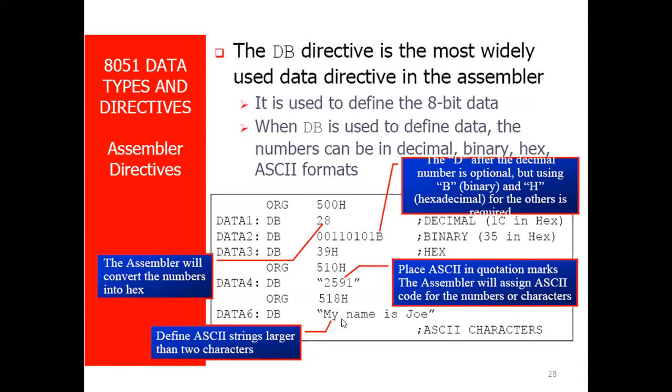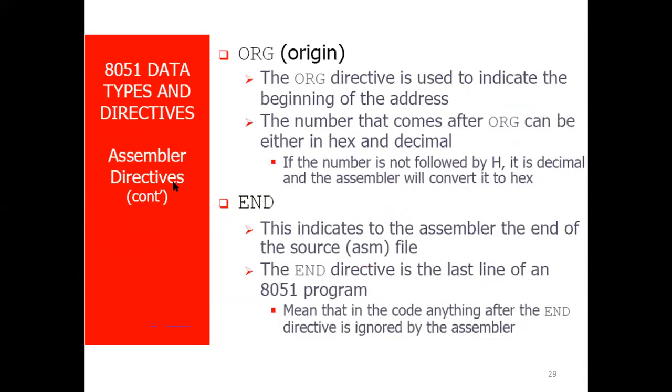Next are the assembler directives. There are three assembler directives. One is ORG, second is END, and third is equate, EQU. ORG stands for origin, and this directive is used to indicate the beginning of the address. That is, if you are using the starting address as 4 times 0, then the ORG directive is used to indicate the beginning of the address.